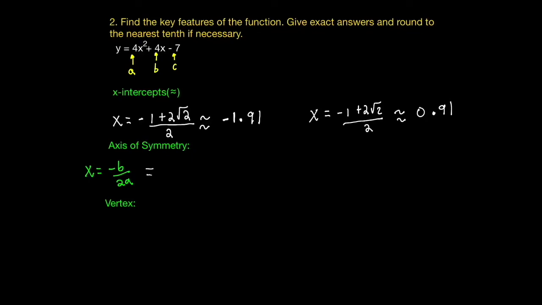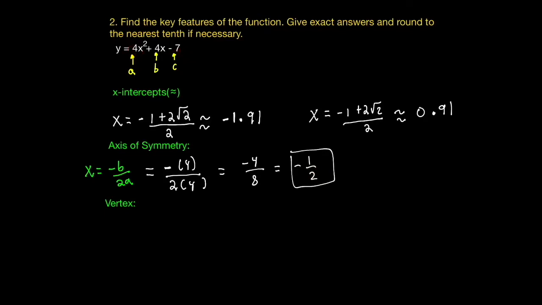So for our specific example, we get negative 4, since 4 is the b term. And we're going to divide that by 2 multiplied by a. Our a value in this case also is 4. So here we get negative 4, and then 2 times 4 is 8. And 4 over 8 can reduce to 1/2. So we have negative 1/2 as our axis of symmetry. To get the vertex, we're now going to plug in the axis of symmetry into the equation.